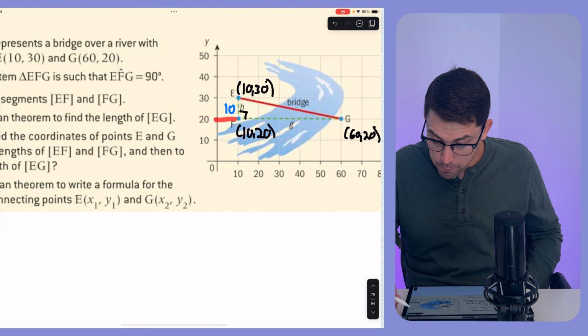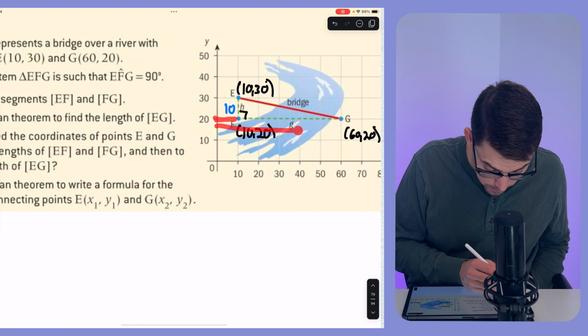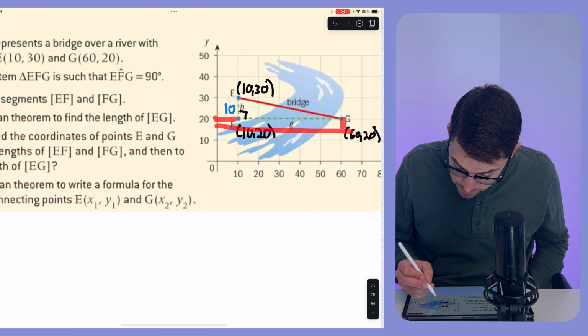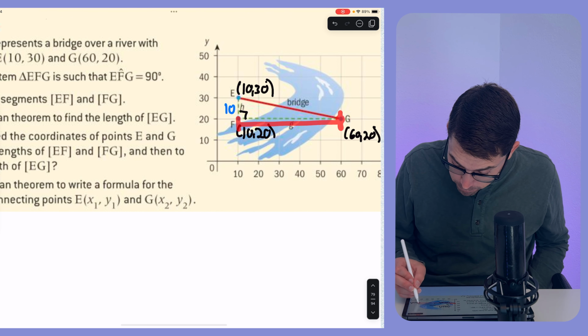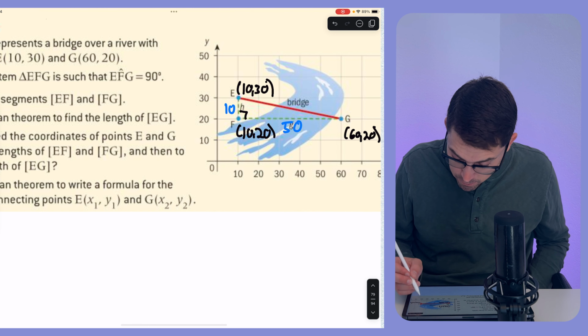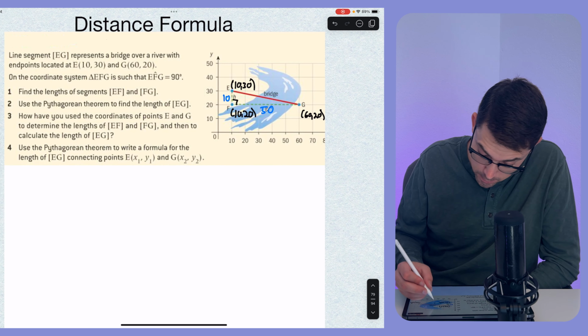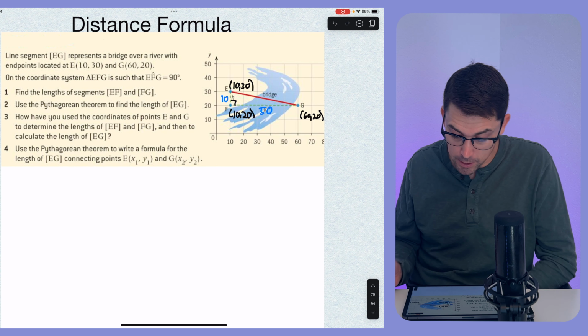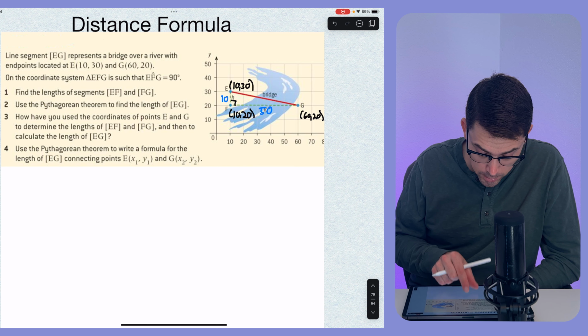And then from F to G, if we think about it moving laterally from left to right, I moved 10 in this direction, and then I moved another 60 in this direction. So I went from 10 to 60, giving me a total distance of 50 units. So that's going to be 50 right here on the FG side. So I went ahead and did that.